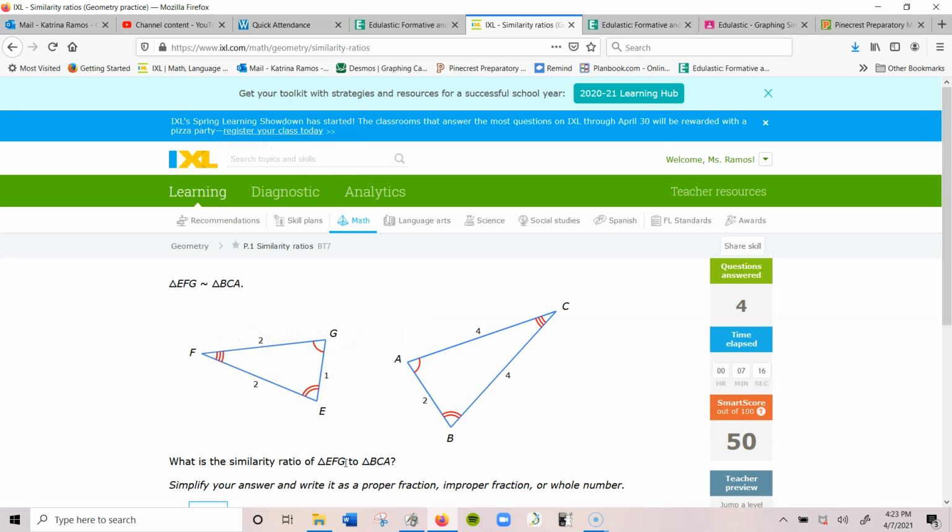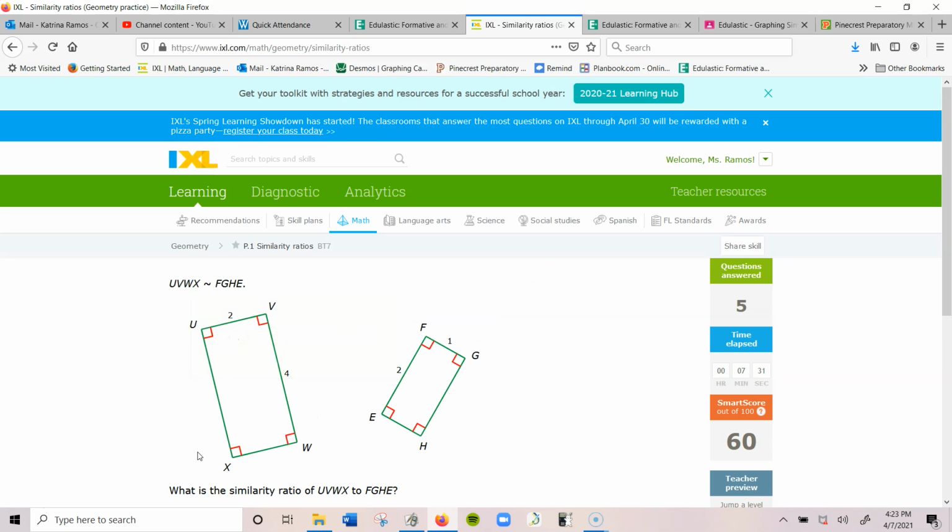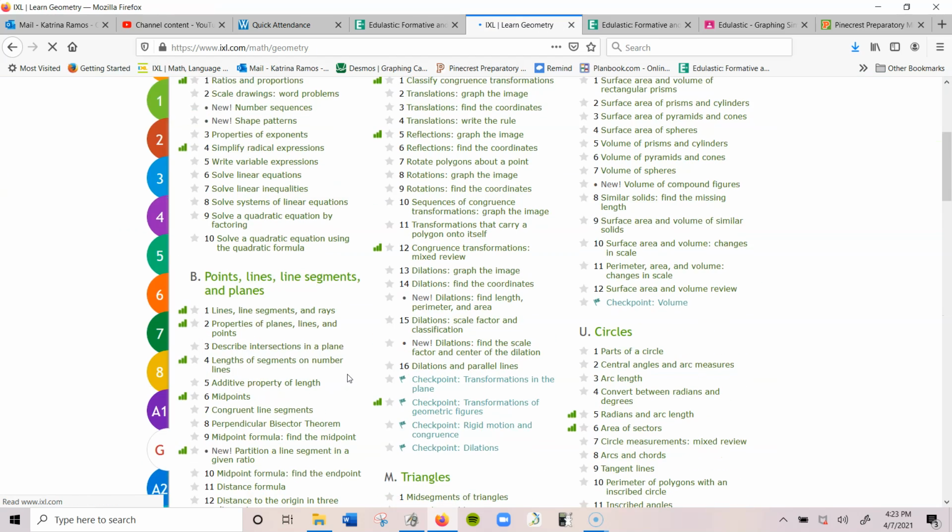Here it says EFG to BCA. So EF is going to correspond to BC. So we do 2 over 4, which gives us a simplified fraction of 1/2. And that's P1. Let's go to P2.